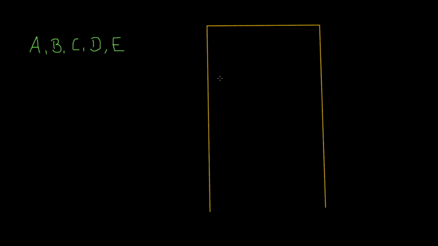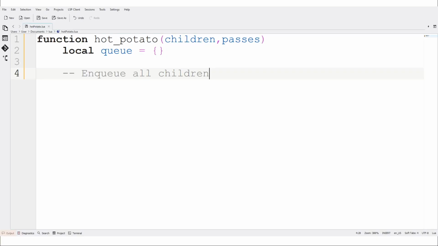So we're going to enqueue all of them. We begin with Alice, then we go with Bob, we're going to enqueue Charlie, we enqueue David, and also we enqueue Eve, right? So this is the first step. To do this, it is very simple. We just do a for loop, okay, from the control variable equal to 1 until the length of the children.